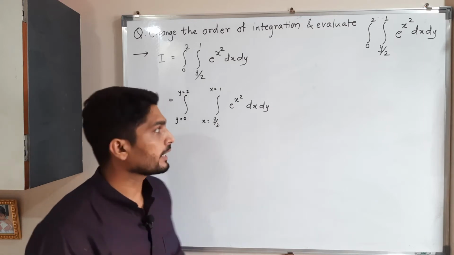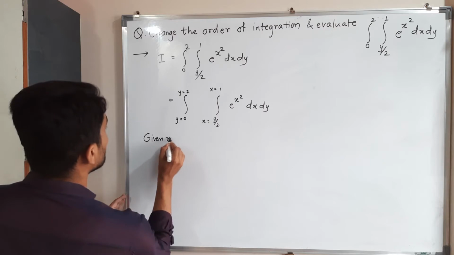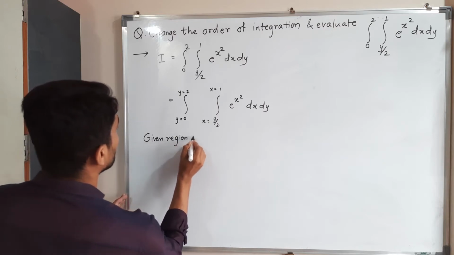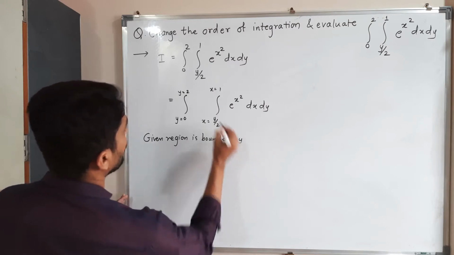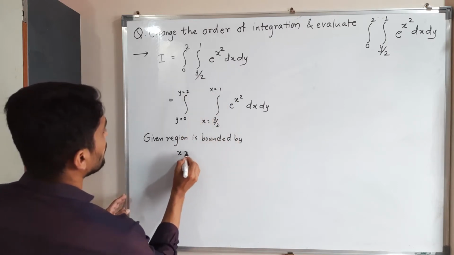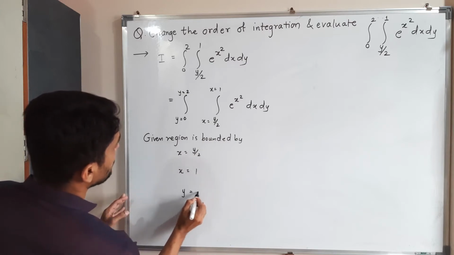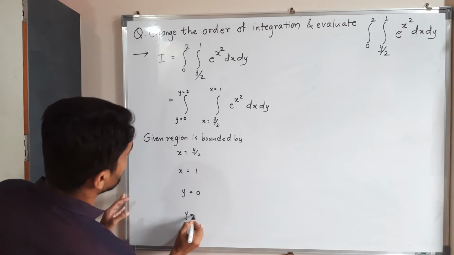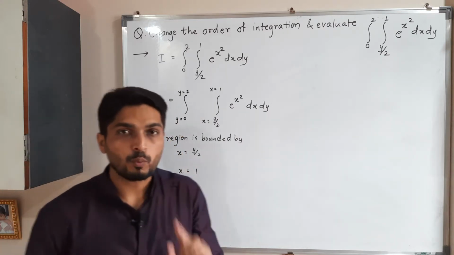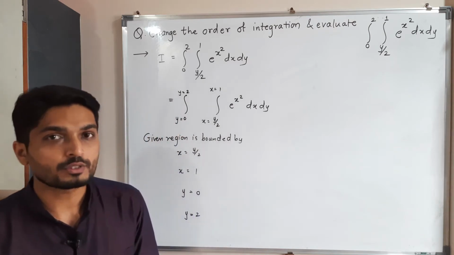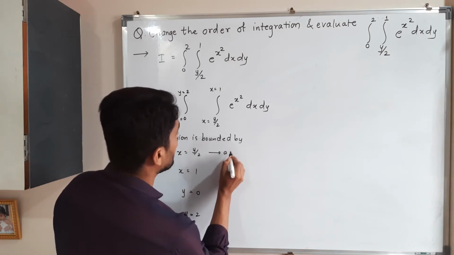So that's why I can write, therefore, the given region is bounded by, okay, I will mention all these curves. x is equal to y by 2, next x is equal to 1, next y is equal to 0, and the last y is equal to 2. x is equal to y by 2. See, the power of x is 1 and the power of y is also 1. So that means it is the equation of a straight line. So I will simply mention it is a line.